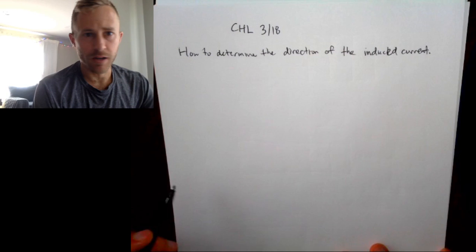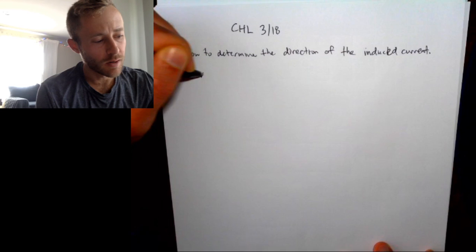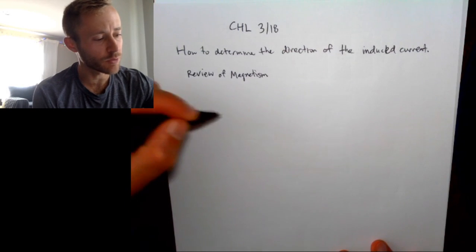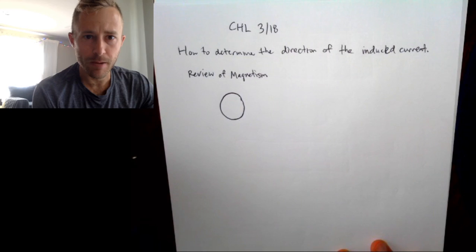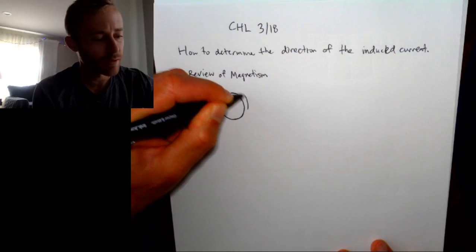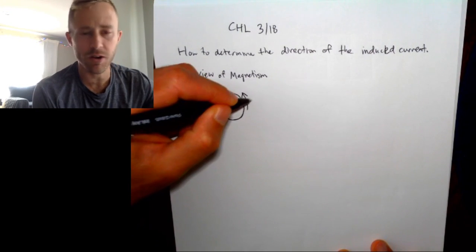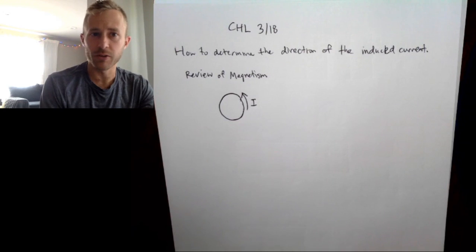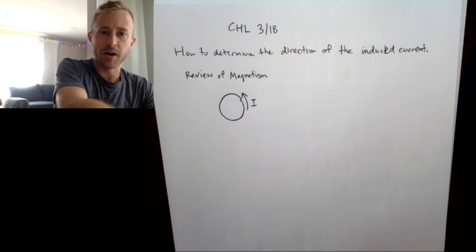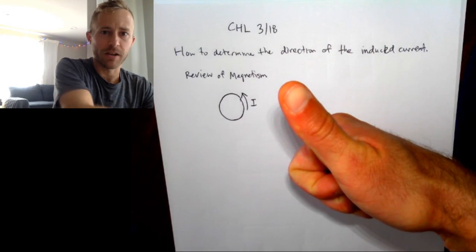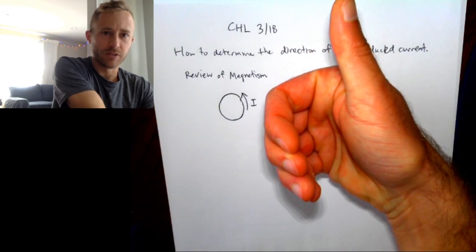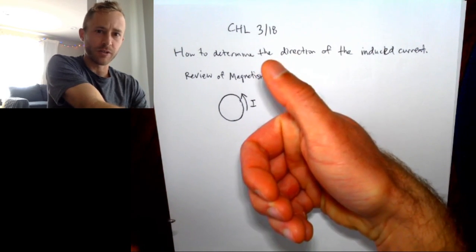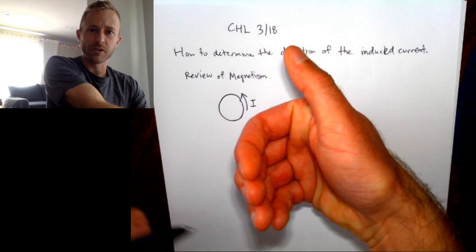I just want to do a review of magnetism. If you recall, electric current is the source of magnetism. So what if I have a loop of wire, and what if the wire had current flowing counterclockwise through the wire? If you want to know the direction of the magnetic field from a wire, you put your thumb in the direction of the current, and the way that your fingers curl is the way that the magnetic field loops around the wire. I'm putting my thumb in the direction of the current flow, and you can see that my fingers are curling out of the page.